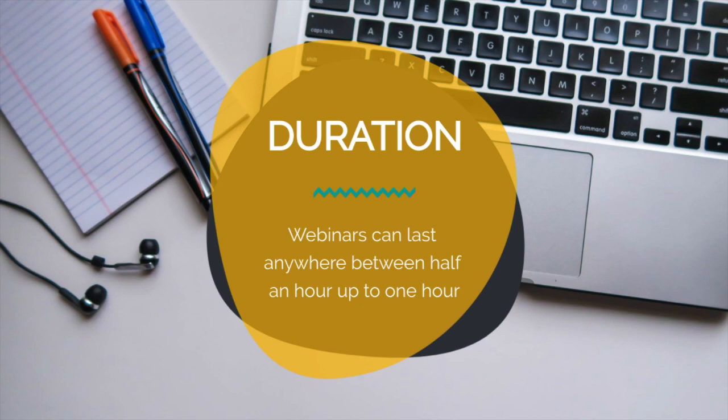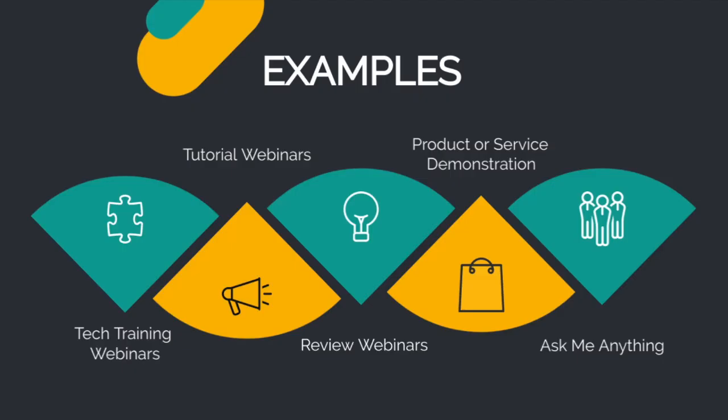On average, webinars can last anywhere between half an hour up to 1 hour. Some examples of the types of webinars you can do are tech training webinars, where you give your viewers a walkthrough of how to use a particular software or application. Tutorial webinars, where you show your viewers how to do something, such as how to create a website as a beginner. Review webinars, where you critique and provide feedback on something your viewers did or created, such as a blog post review. A product or service demonstration, where you show your viewers exactly how to use your product or service in a practical and useful way. And an Ask Me Anything or Hot Seat webinar, where you answer your viewers' most burning questions and share your expertise while you're at it.